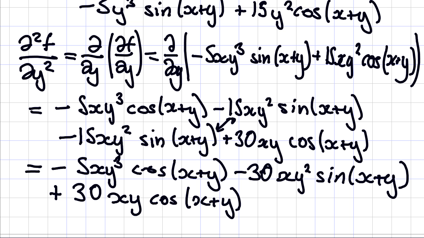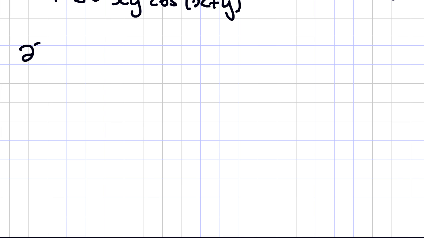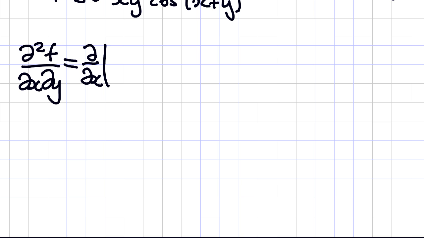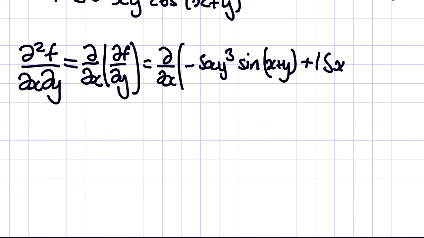So we've now just got one cross derivative left to do, and that's d2f dx dy. So that's d by dx of df dy, or d by dx of minus 5xy cubed sine x plus y plus 15xy squared cos x plus y.